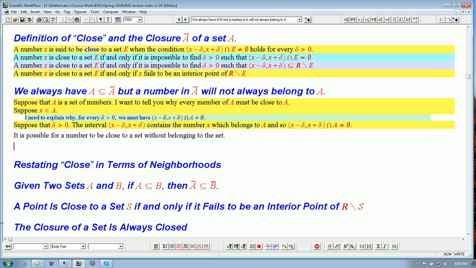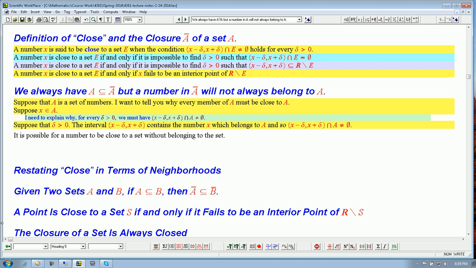I'm going to give you an example in order to show, because it is possible. Do you understand? I'm trying to prove that something exists. I'm trying to prove that there exists a set and a number for which the number is close to the set but not a member. You understand? Here we go.